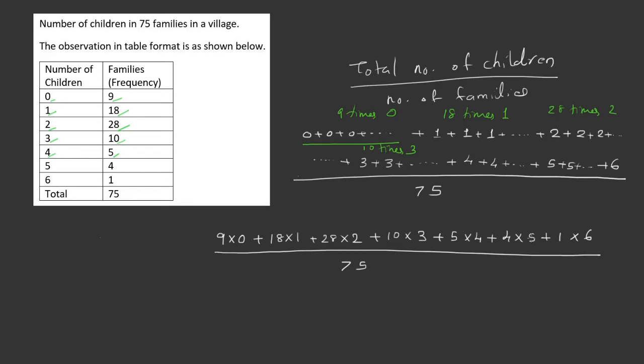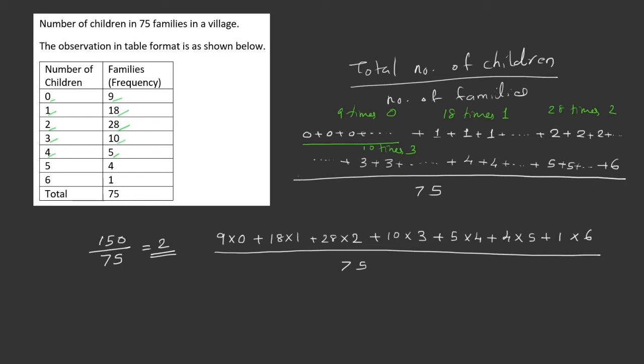This looks easier in calculations. So, if we calculate it, we will get 150 divided by 75, that is equal to 2. That is, the average or mean number of children in these 75 families in a village is 2.